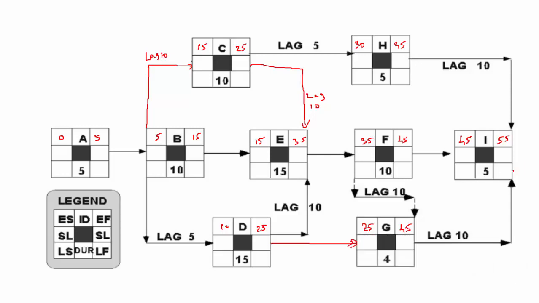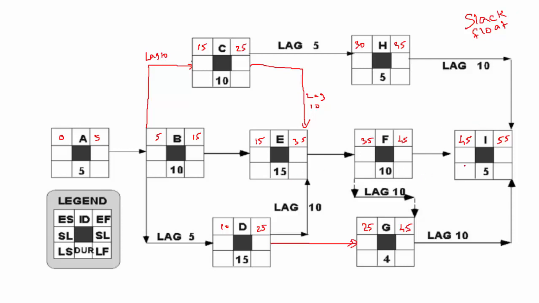Alright, in the previous video, we completed the forward pass with the lag. Now in this video, we will do the backward pass with the lag. We have to perform the backward pass to calculate the free float and the total float. Free float and total float are also known as free slack and total slack. So either we can call it slack or we can call it float.